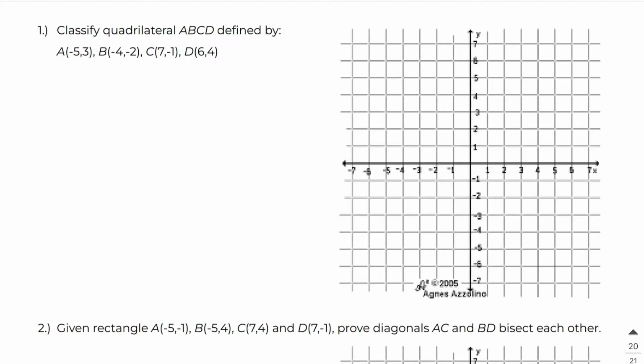All right, so question number 1 asks us to classify quadrilateral ABCD, which is defined by the following coordinates. So let's go ahead and graph them all out. A is at -5, 3. B is at -4, -2. C is at 7, -1. And D is at 6, 4. Okay, and I want to classify the type of quadrilateral that we have here.